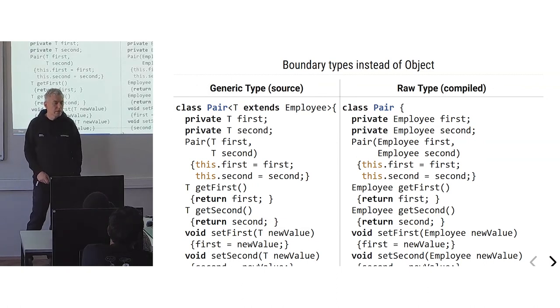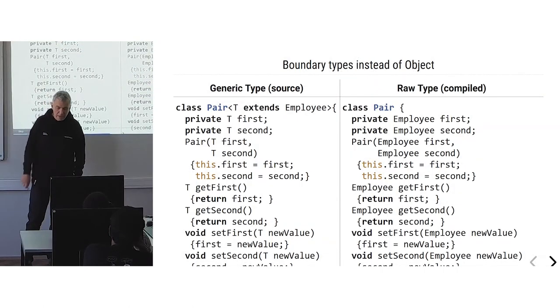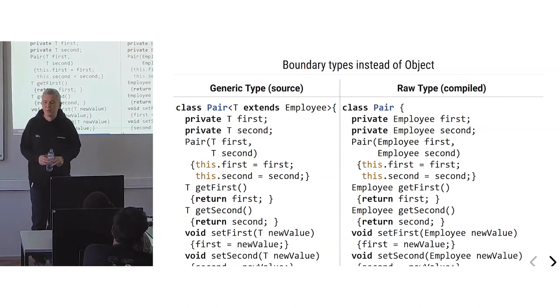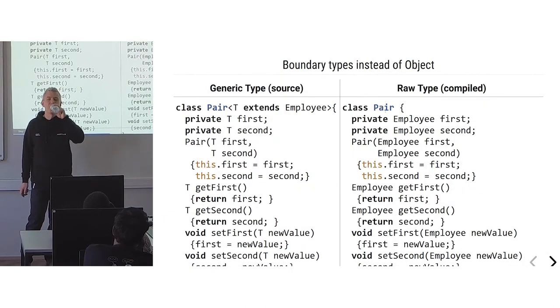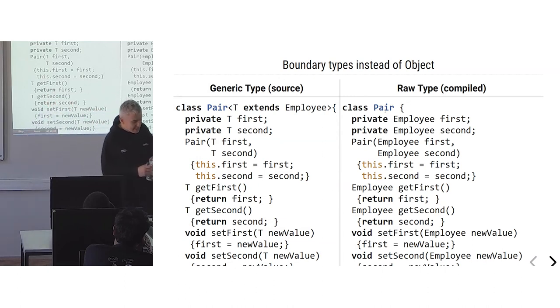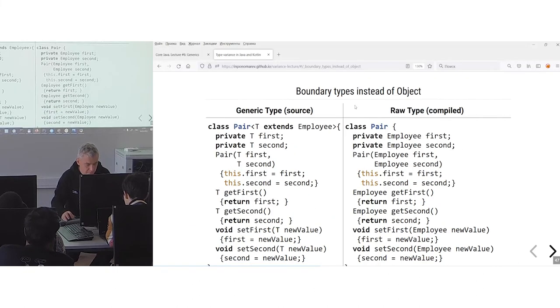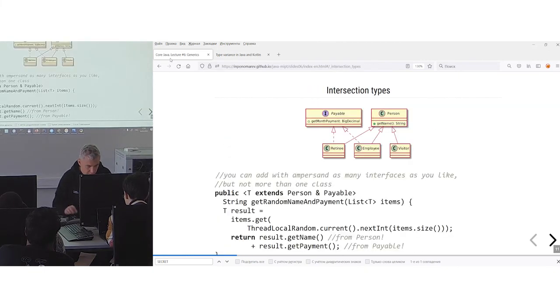If we have only one type here, this bound type will be used in the compiled class. My favorite question now is, if we have an intersection type, like Employee and something else, what's going to be the type here in compiled code? What do you think? Let me show, because intersection types are quite an interesting thing in themselves. I have a dedicated slide for it. Yeah, it's like this.